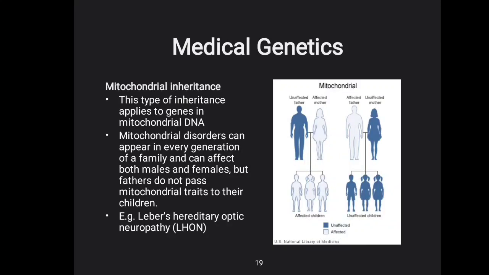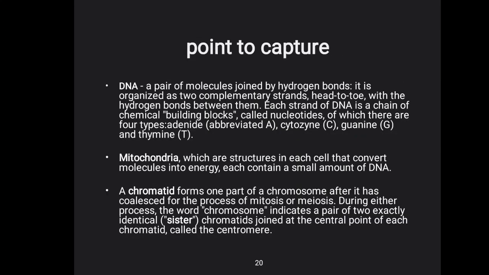Now the mitochondrial inheritance. This type of inheritance applies to genes in the mitochondrial DNA. Mitochondrial disorders can appear in every generation of a family and can affect both male and female, but fathers do not pass mitochondrial traits to their children. And this is the example, that is LHON. I hope you got some of the concept from this video.